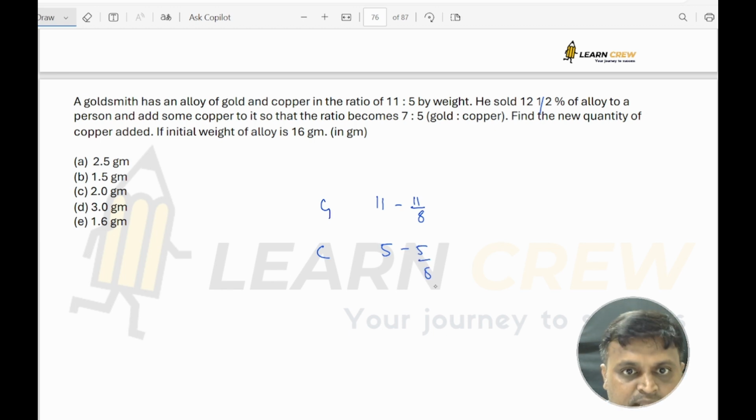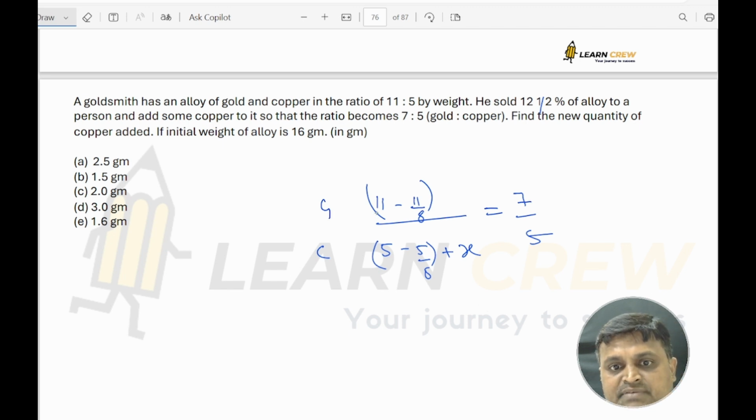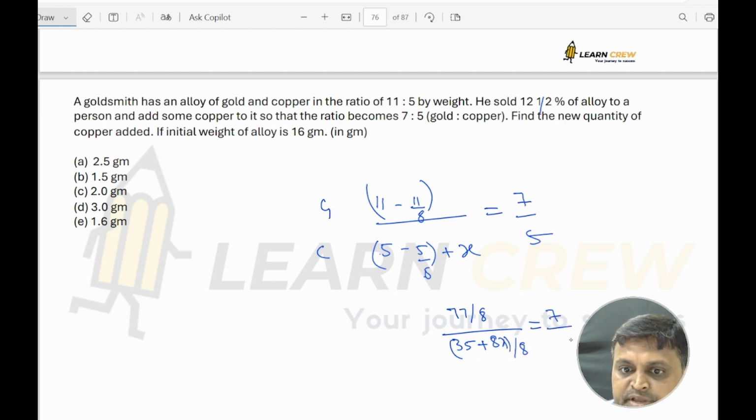We are selling. Now you are adding some more copper to it. Some x copper is added. Thereby the resultant ratio becomes 7 by 5. So 11 minus 11 by 8 is 77 by 8. 5 into 8 is 40 minus 5, 35 plus 8x, by 8 is equal to 7 by 5.